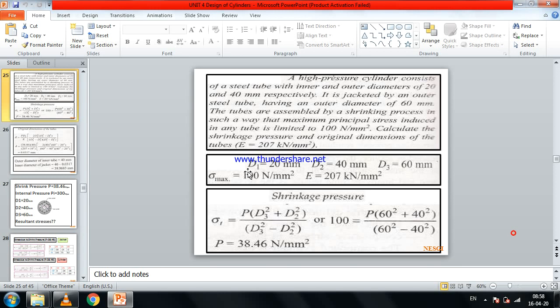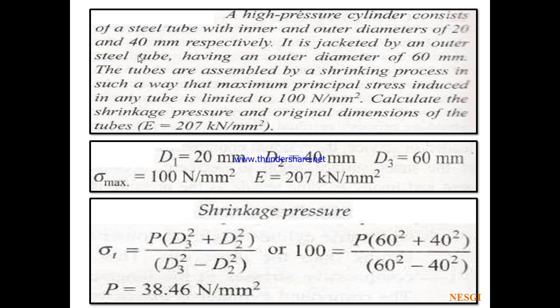Hello everyone. In this video I am going to explain the problems on thick cylinder. So let us take the problem. A high pressure cylinder consists of a steel tube with inner and outer diameters of 20 and 40 mm respectively.